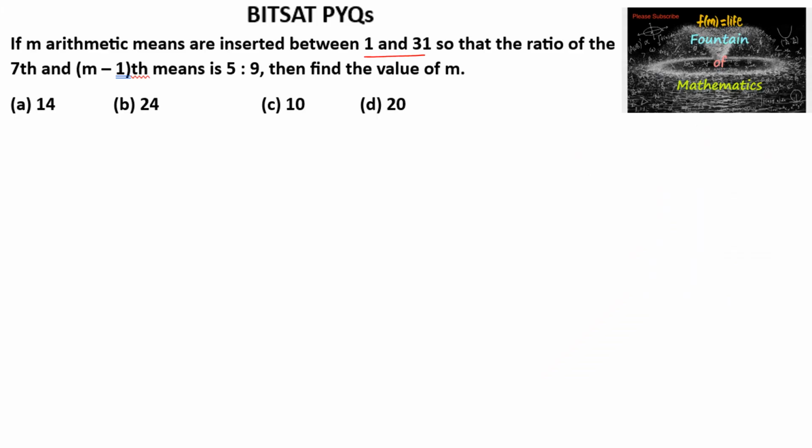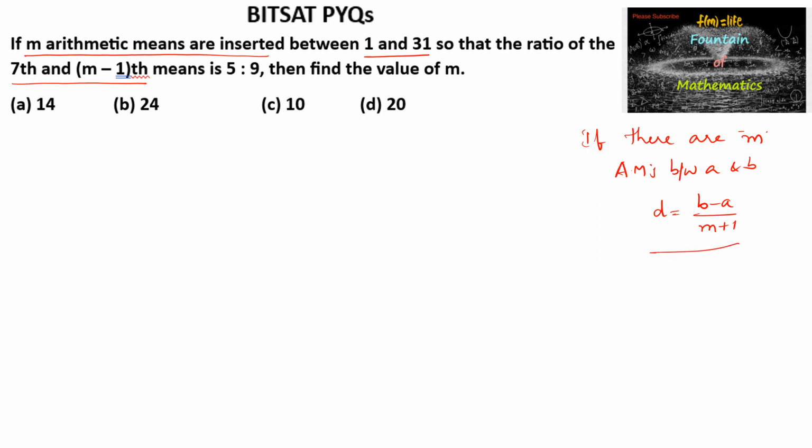Between 1 and 31, there are m arithmetic means inserted, so that the ratio of the 7th and (m minus 1)th arithmetic mean is 5:9. We know that if there are m arithmetic means between a and b, the common difference is (b minus a) upon (m plus 1), and the first arithmetic mean is a plus d, the second arithmetic mean is a plus 2d, and so on. The mth arithmetic mean is a plus md.